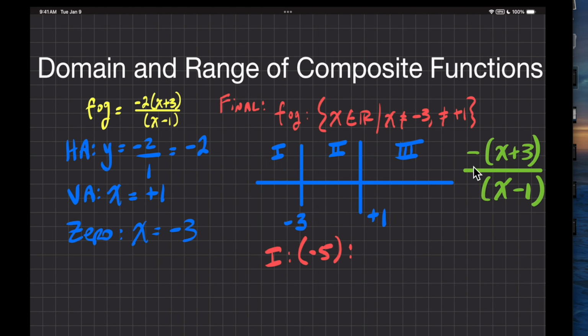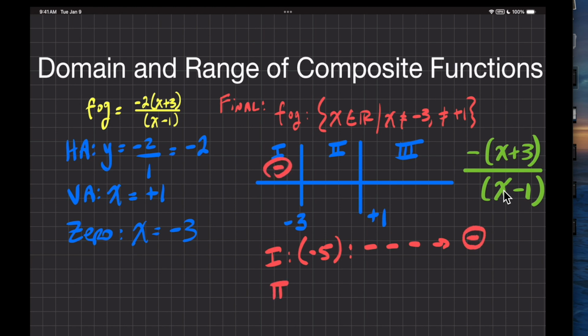If we have a negative, we put -5 in here. That's going to be negative. We're going to have negative in the denominator. So that's 3 negatives. That's an odd number of negatives. Therefore, the graph is going to be negative in zone 1.